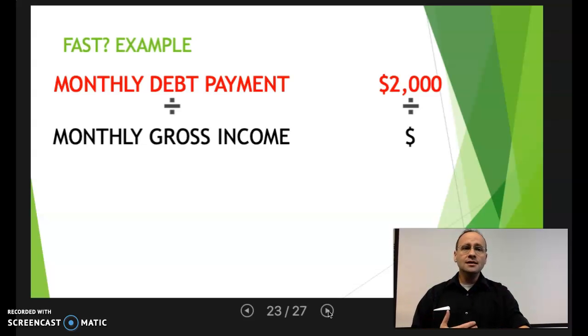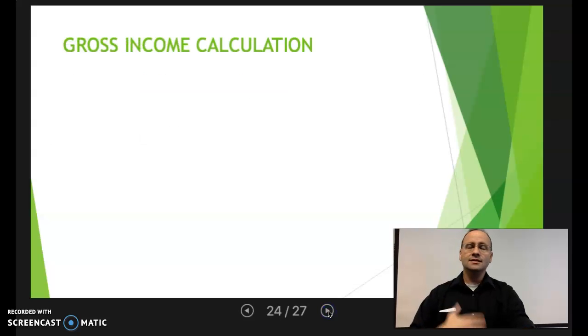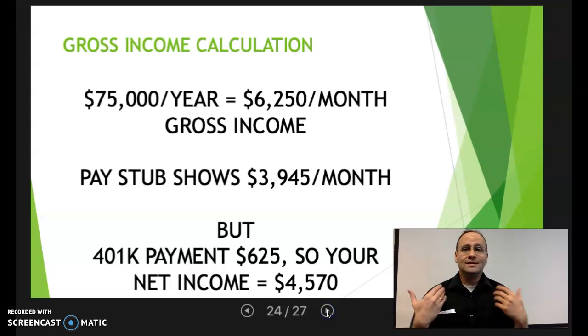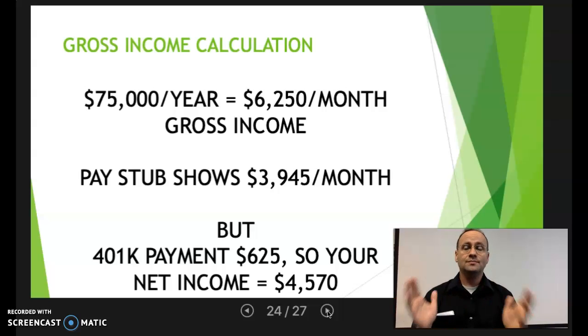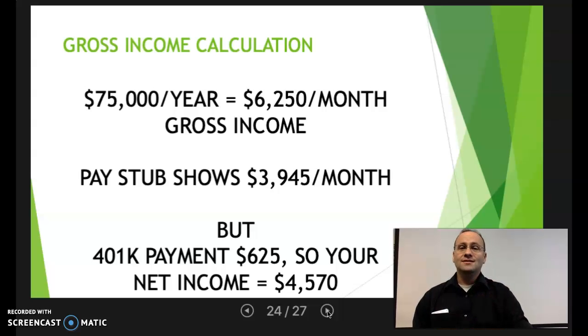And your monthly gross income, well, let's take just a moment here and calculate that. Let's say that you are living at that $75,000 a year that I say, and the research says, is a great point to be. That's $6,250 a month. That's the gross income. So then you look at your pay stub, it's showing $3,945. However, your 401k payment is $625 because you're putting 10% away each month, like I also recommend. And there you are left with a net income of actually being $4,570. This is just an example.